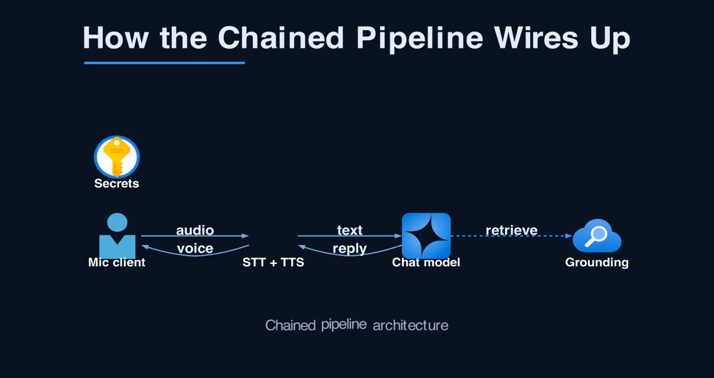Put Key Vault in front of your keys, and if you need grounding, slot Azure AI Search between the transcript and the model for retrieval. This shape is easy to test stage by stage and lets you log every transcript and completion for evaluation.